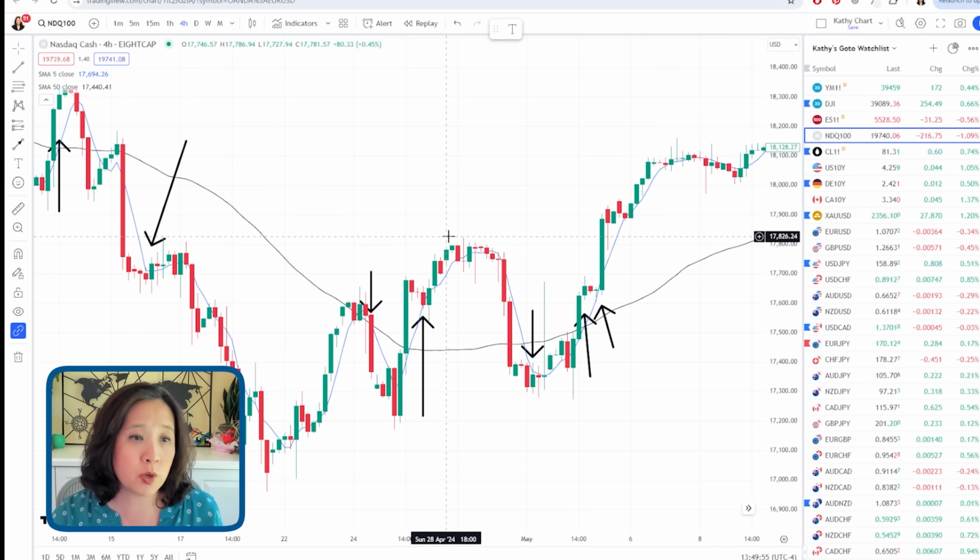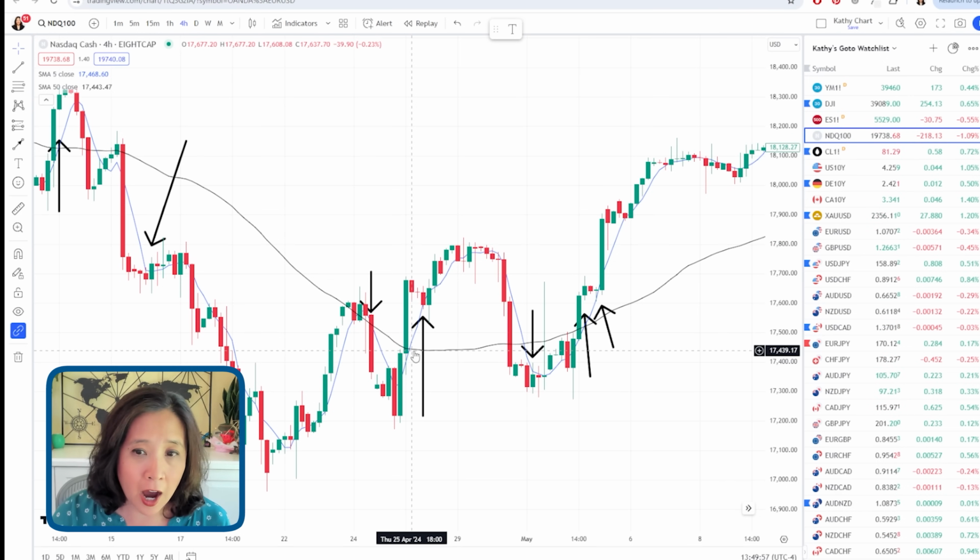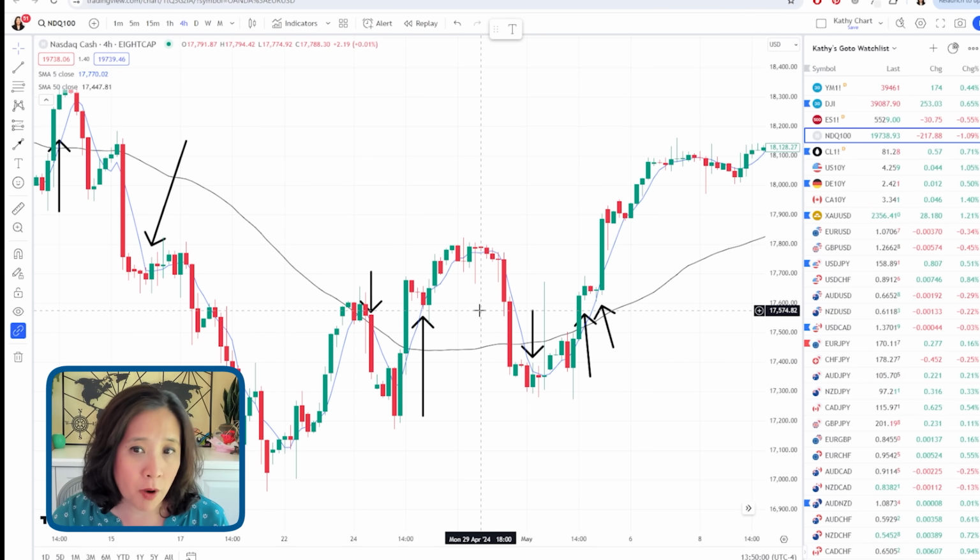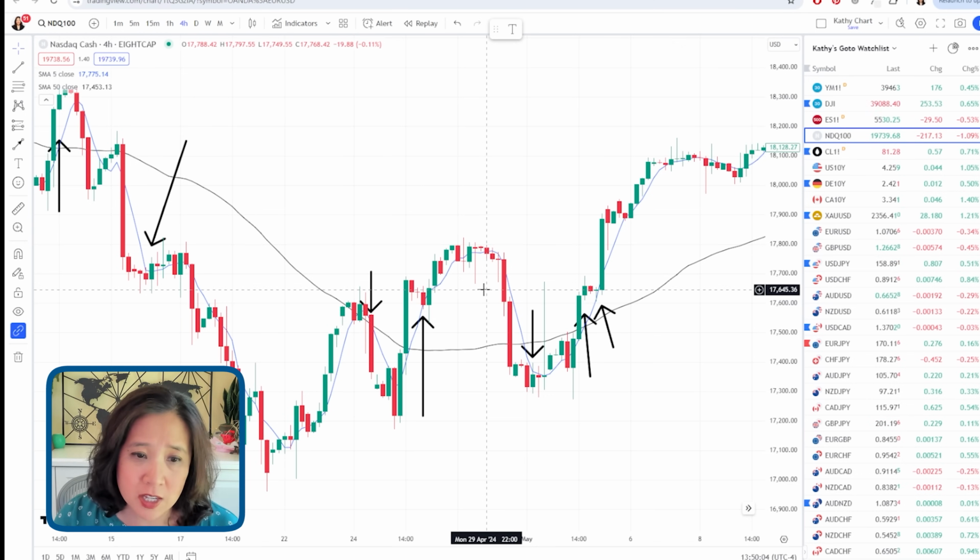But of course, avoid weekends, avoid holidays, and stick to the active market hours and not before events like FOMC, for example, where some of the signals could be really false signals.